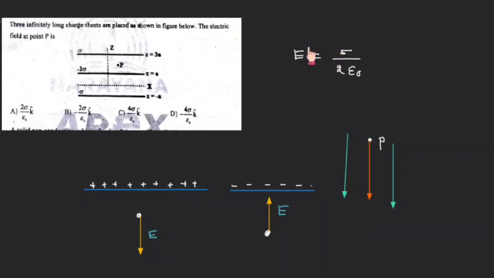So in the place of the first one, you have to add sigma by 2 epsilon naught, minus 2 sigma by 2 epsilon naught, minus sigma by 2 epsilon naught. You have to add them all to get the answer. Clear? So this one.